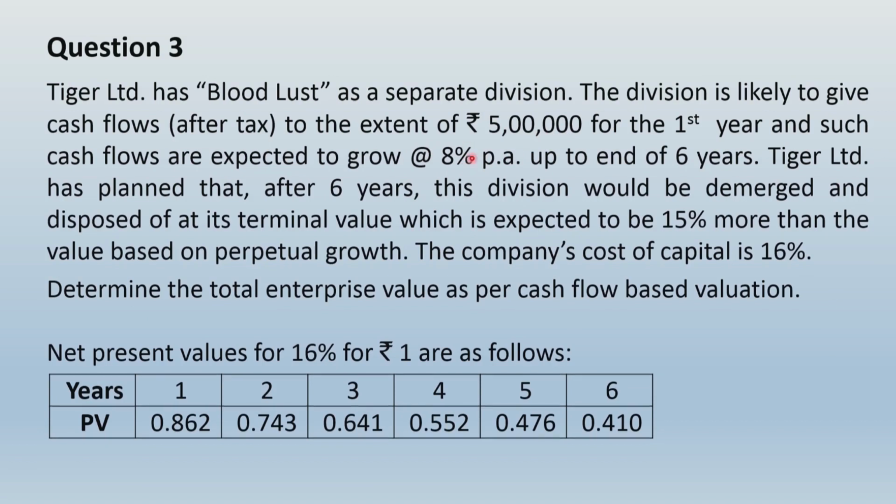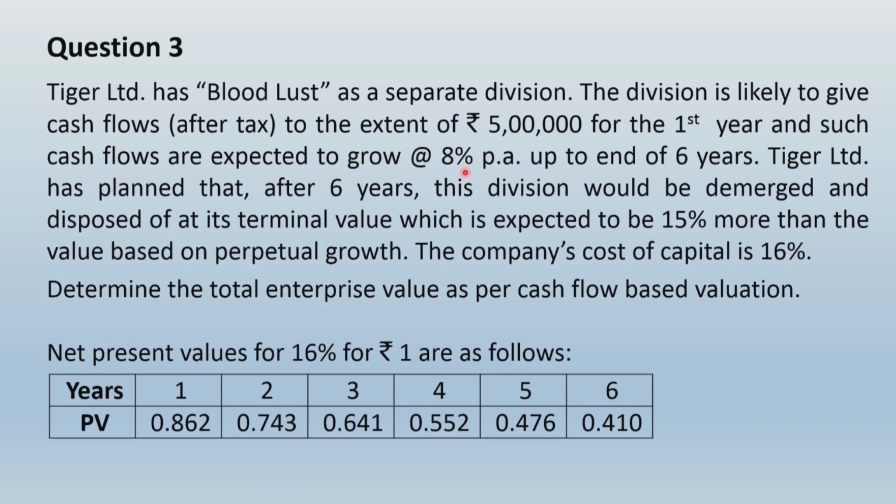Thereafter the cash flows would grow at 8% up to 6 years. And what happens after 6 years in this case? After 6 years the division would demerge, right? So it would demerge, but the division would still exist, correct? And the cash flows would continue to generate at 8%.